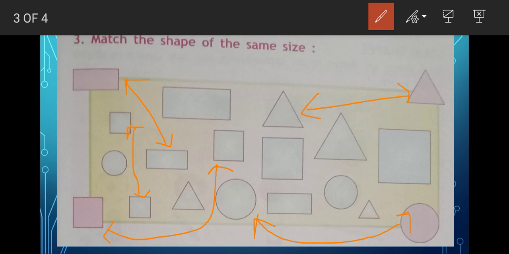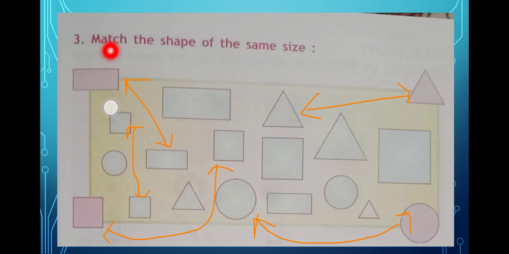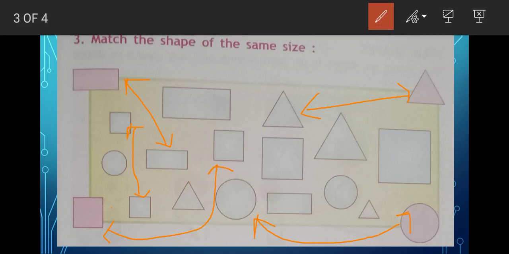Now anything left? Yes, this square and this square, this already matched, isn't it? These two squares are matched. Okay, so anything else left? Yes, this rectangle is equal to this rectangle is equal to this rectangle, isn't it? So one more, we can match it this way. Shall try to match it in this way.